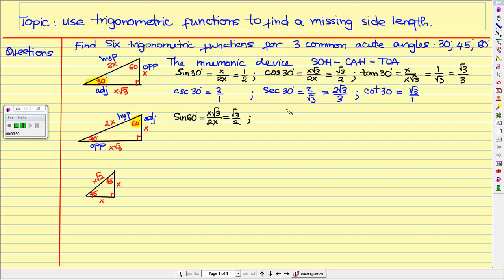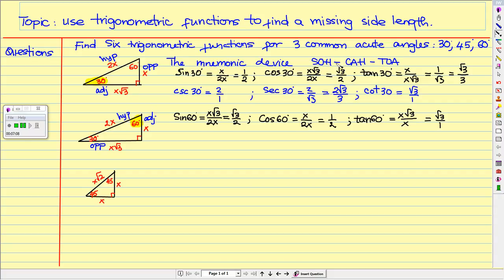And let's move on to the cosine function. So cosine of 60 degrees is adjacent over hypotenuse. Reduce the fraction, it gives us 1 over 2. Tangent of 60 degrees will be opposite divided by adjacent. Reduce the fraction, so it just gives us square root of 3 over 1.